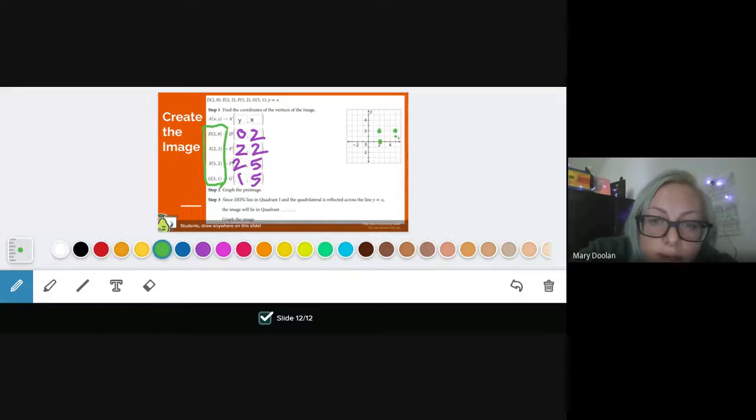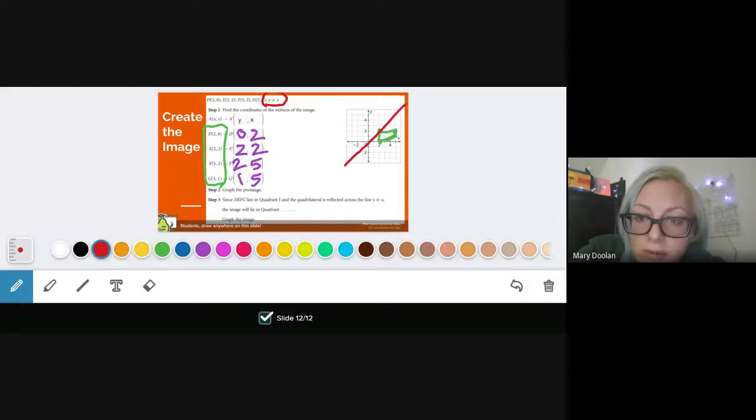5, 1. Did I do that right? So it's not a rectangle. So 2, 0, 2, 2, 5, 2, and 5, 1. Yeah, so this is some odd shape. If I connect them, it looks like that. And now if I do its reflection over the line y equals x, let me just put the line in for you. This line is right here. That is the line y equals x.